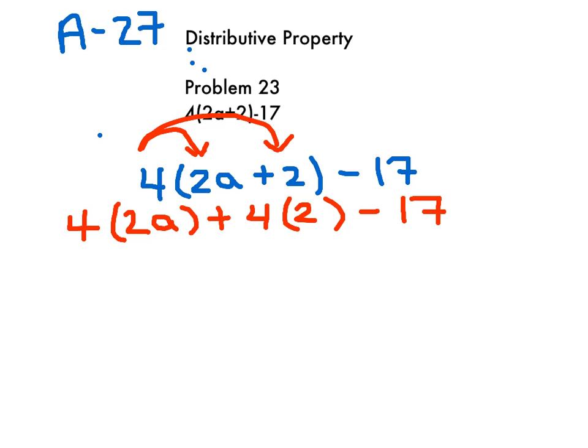minus 17. I finish all my multiplication and division first, so I'm going to take 4 times 2a, and that's going to give me 8a.